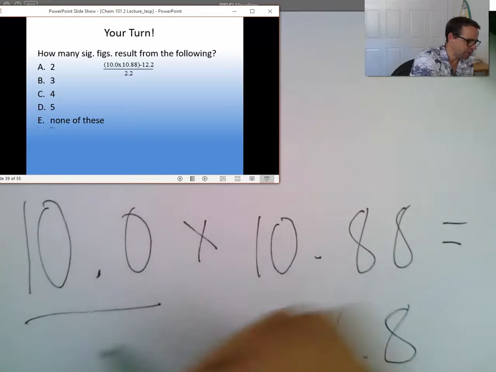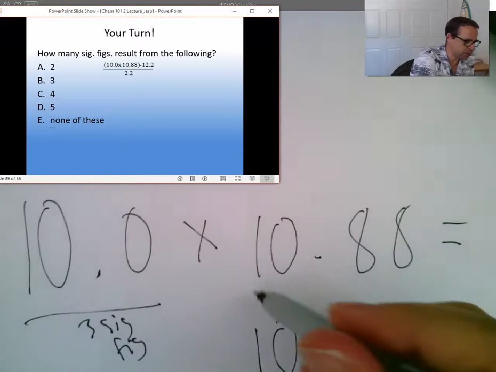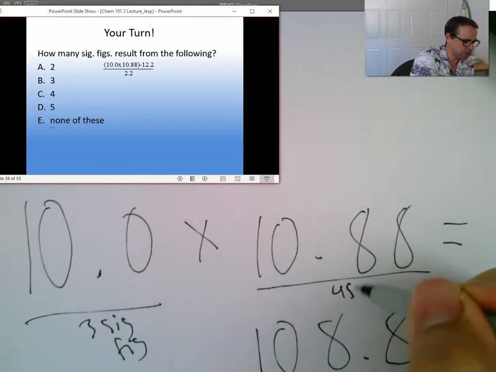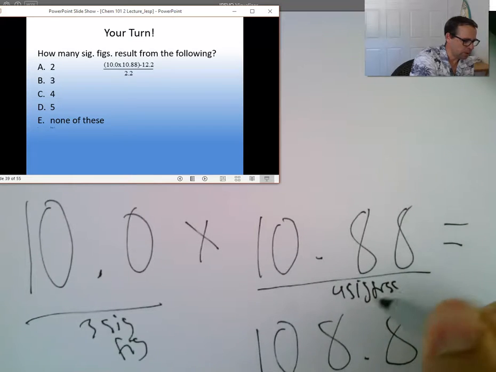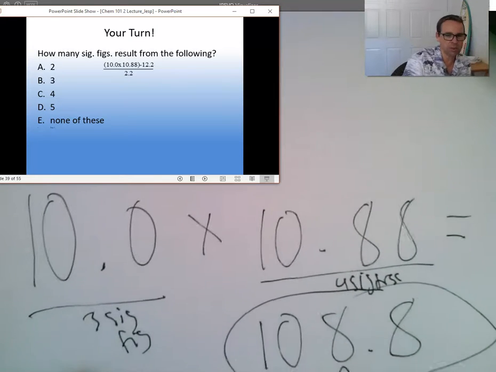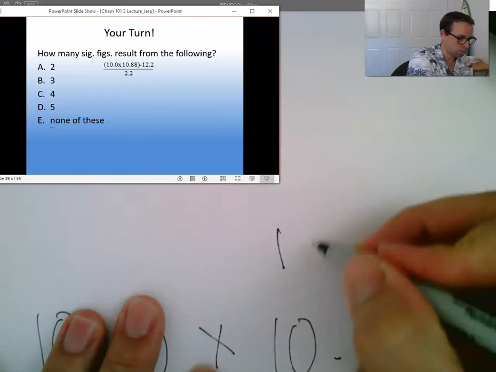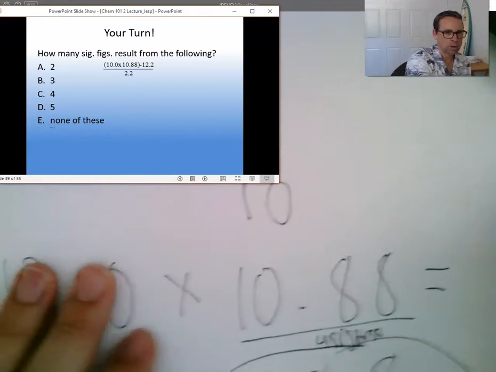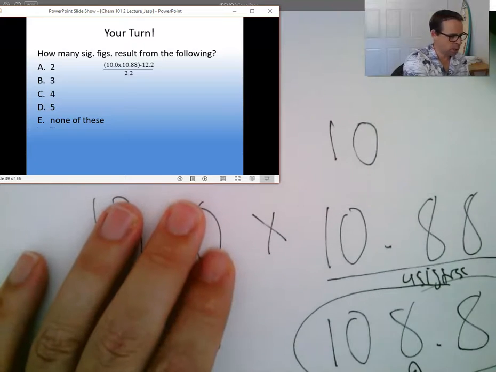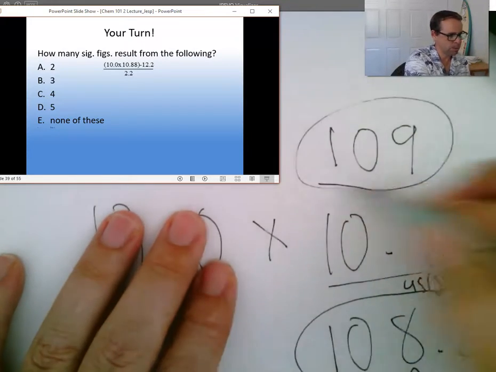That's right, because this is 3 sig figs. That's short for significant figures. And this is 4 sig figs, right? And so we have to round it to the third significant figure, which is going to make this 108.8. We're going to round it up to 109. 109, right.